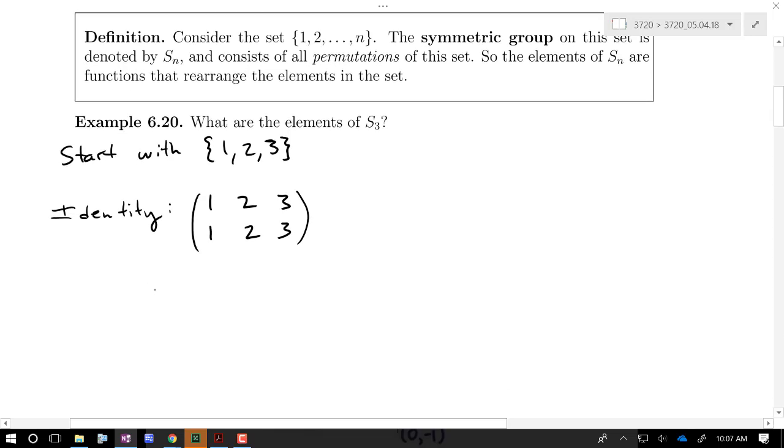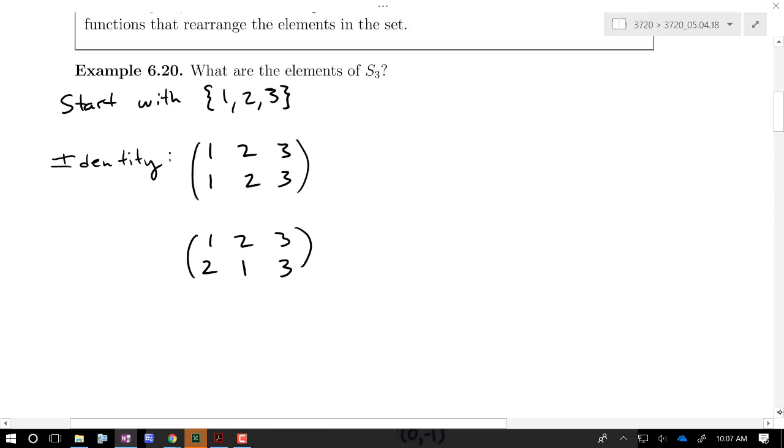Another possible element, another permutation, might be the one that sends 3 to itself, but maybe just switches 1 and 2. So it sends 1 to 2, and it sends 2 to 1. And there's a couple more elements like this one, right? So here's the one that left 3 alone and permuted 1 and 2. We could also leave 2 alone and permute 1 and 3. We could also leave 1 alone and permute 2 and 3.